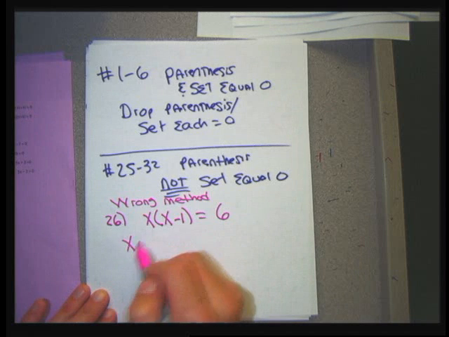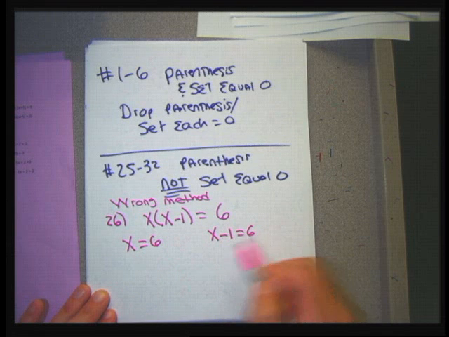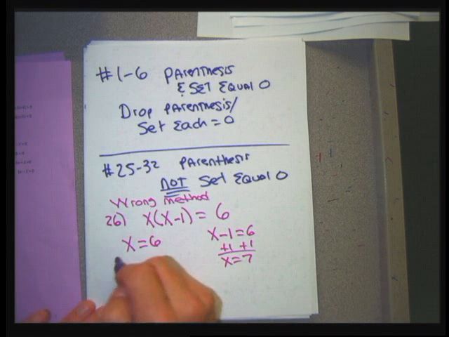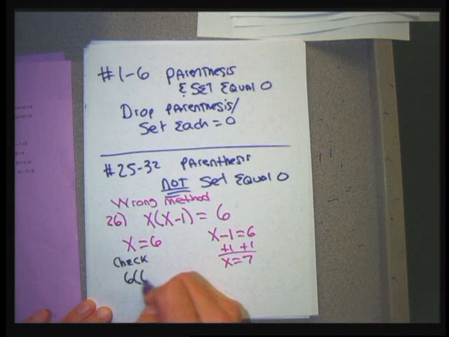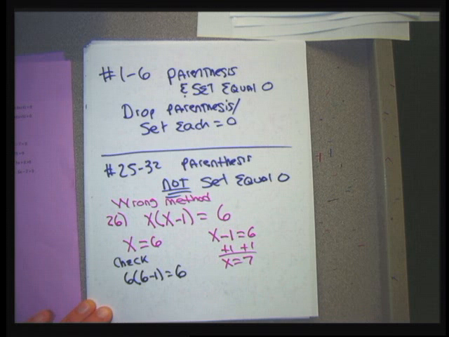You just can't go x equals 6, x minus 1 equal to 6, and add 1 to get x equal to 7, because that's going to produce answers that don't check. If I tried to check x equal to 6, I'd go 6 times 6 minus 1 equals 6. I don't even need a calculator for that. This is 30. This is 6 times 5 equals 6. That's 30 equal to 6. 6 is not a solution to that problem.